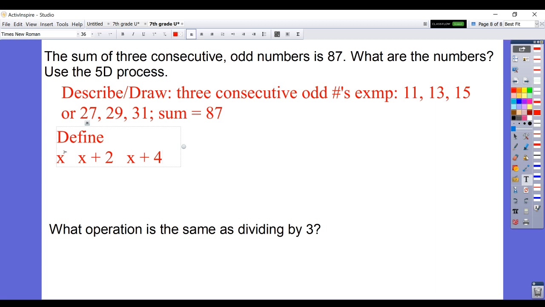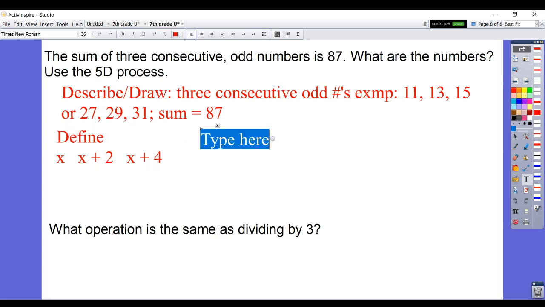If this number is, let's say, 13, adding 2 will give you 15, adding 4 will give you 17. So if you want to go from an odd to the next odd, you're going to add 2. If you want to go from an odd to the next odd to the next odd, then you're going to end up adding the 4. That same thing is true with even numbers. But the key to it is that every other number is odd and every other number is even. So that is how you're going to define them.